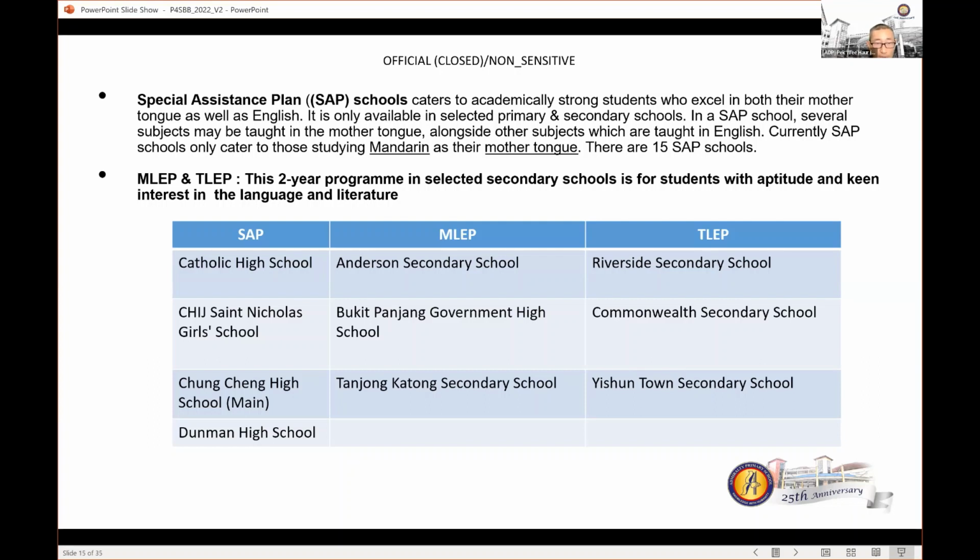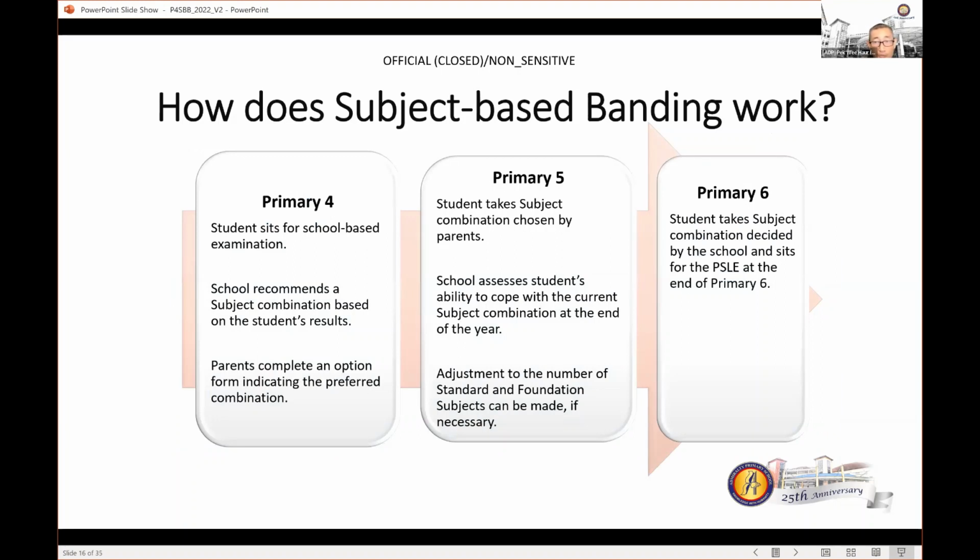SAP schools, for those of us who have that interest, you will know the various SAP schools that are in Singapore. They have been around for many years. Some of the popular ones that are closer to our Woodlands area will be schools like Cat High, St. Nick's, Chung Cheng Main, Dunman High, and of course River Valley as well. So these are the schools that we have.